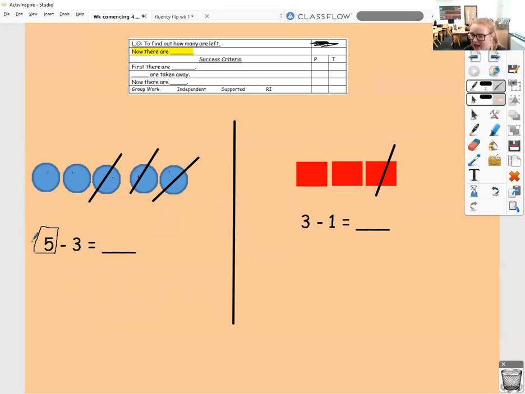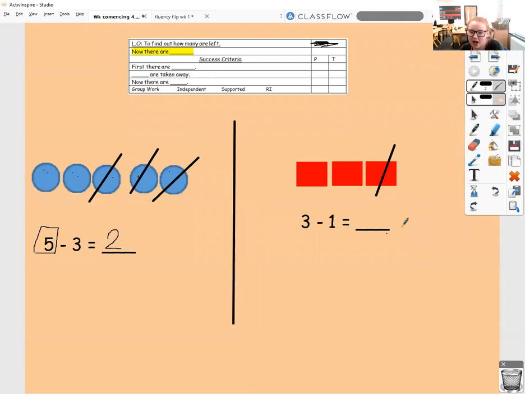How many are left? Let's have a look. 1, 2. There are 2 left. So first there were 5. Then we took away 3. Now there are 2 left. We could also say that 5 take away 3 equals 2. Okay, I would like you now to pause your screens and have a go at this one on your own. Off you go.